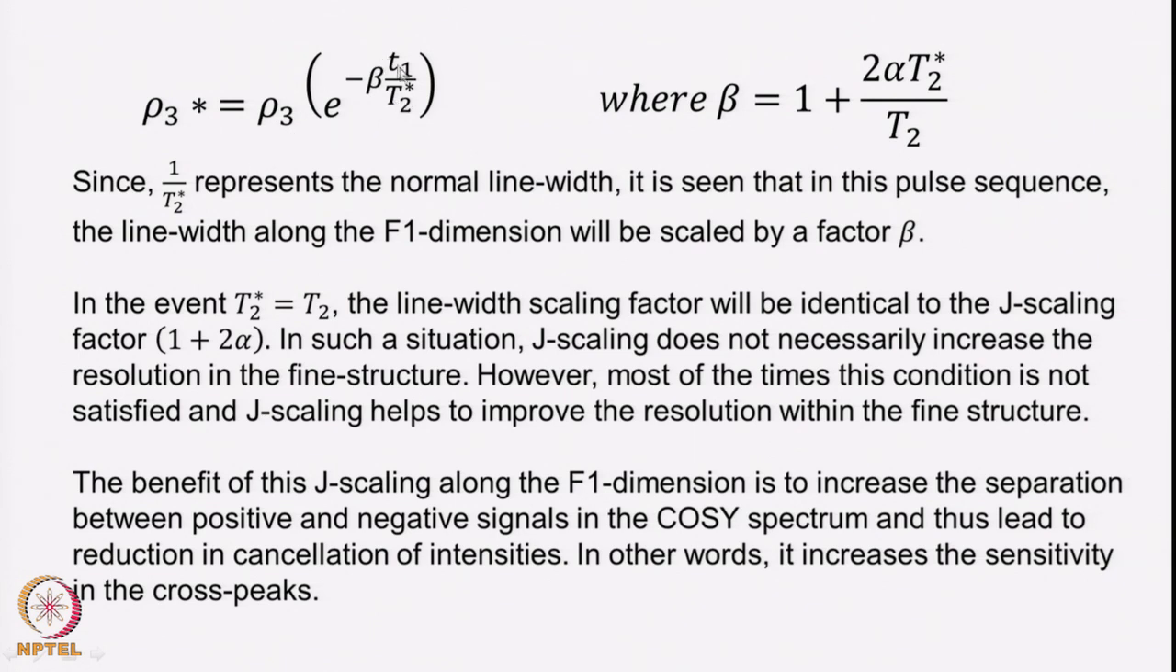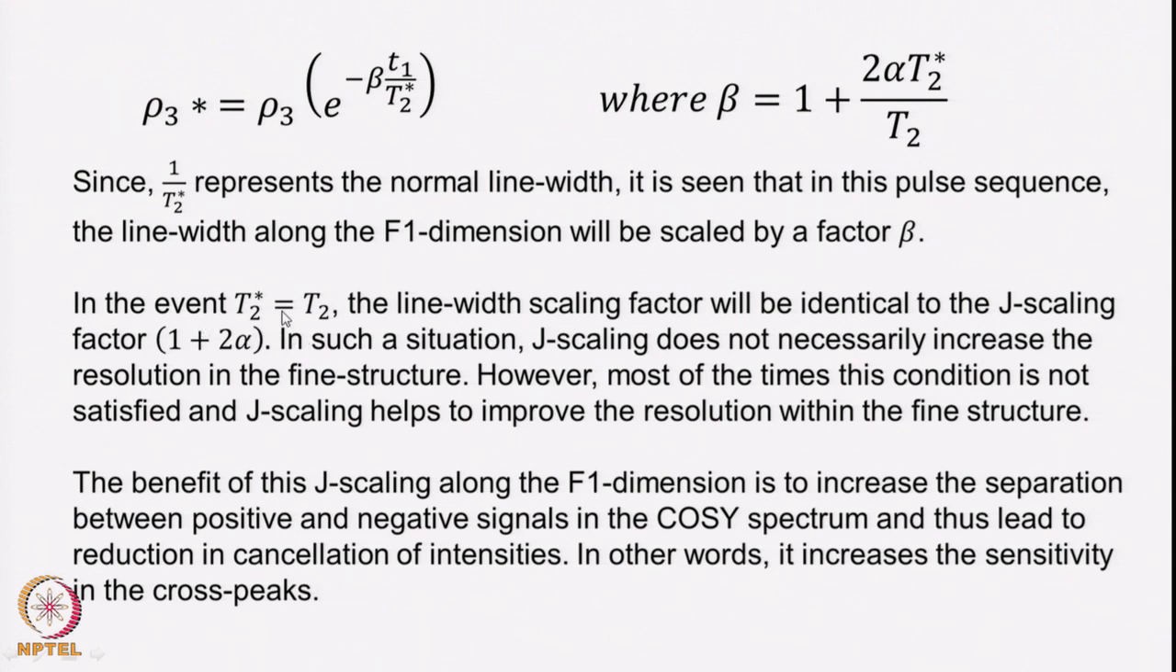What is the line width? The line width is 1 by T2 star. If you had simply e to the minus T1 by T2 star, then 1 by T2 star corresponds to the line width. 1 by T2 star represents the normal line width. Now, that is now multiplied by a factor beta. Therefore, the line width will appear modified, and along the F1 dimension, therefore, the line width will be scaled by a factor beta. Okay, that is this one here.